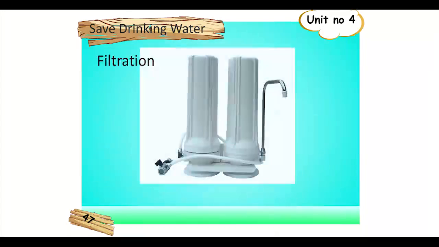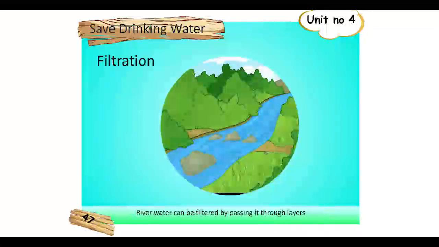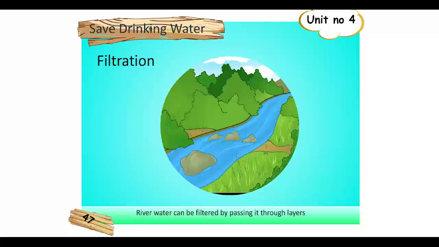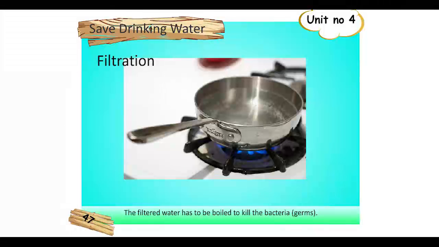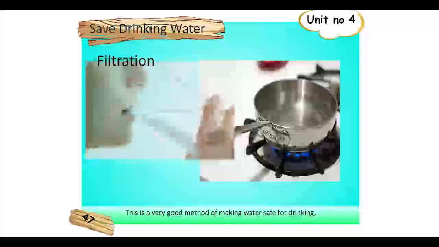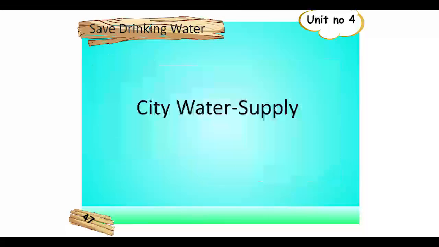Filtration and boiling. Filtration removes suspended impurities in water for domestic use. River water can be filtered by passing it through layers of gravel and sand packed in an earthen pot. The filtered water has to be boiled to kill the bacteria or germs. This is a very good method of making water safe for drinking.